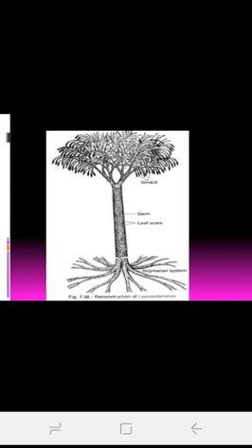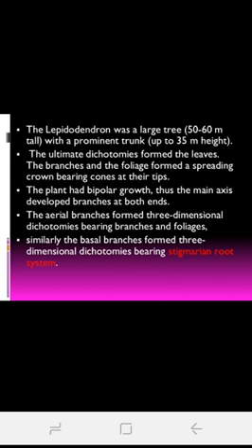This is a picture of Lepidodendron. Its parts like rootlets, stem and leaf were obtained at different times, and finally the paleontologists reconstructed it, and the final form is like this. It's a large tree of 50 to 60 meter tall, having a thick prominent trunk. That trunk is highly thick, 35 meter in height. Then dichotomous branches and leaves are observed, forming and appearing like a crown. Then the main axis develops branches also, and you can see a large number of foliage leaves.